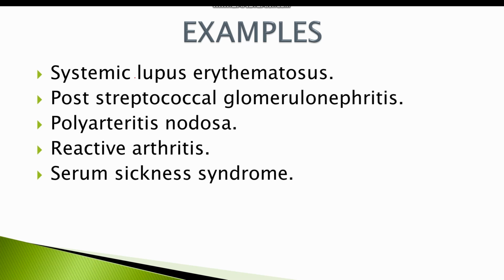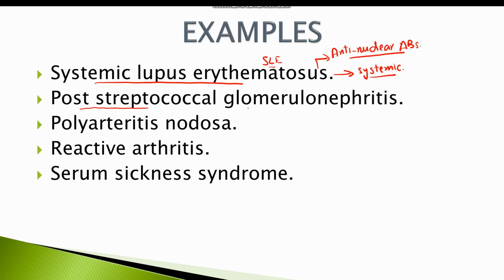The examples of type 3 hypersensitivity reaction include systemic lupus erythematosus or SLE. Anti-nuclear antibodies are produced in SLE and they result in a systemic type 3 hypersensitivity reaction. Post-streptococcal glomerulonephritis occurs due to exotoxin from group A beta hemolytic streptococci and it results in nephritic syndrome. Post-streptococcal glomerulonephritis is an example of localized type 3 hypersensitivity reaction.